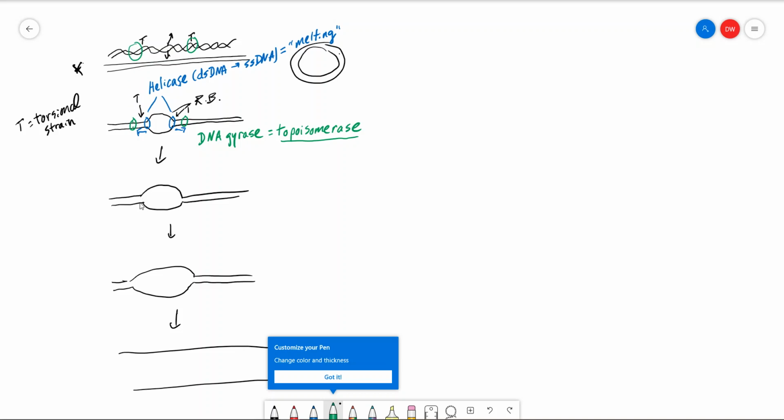Now, notice as the bubble gets bigger, that strain is going to continue to build up. As our helicases continue to move farther and farther apart, that torsional strain will come back, and when it does, DNA gyrase will have to do its thing once again.